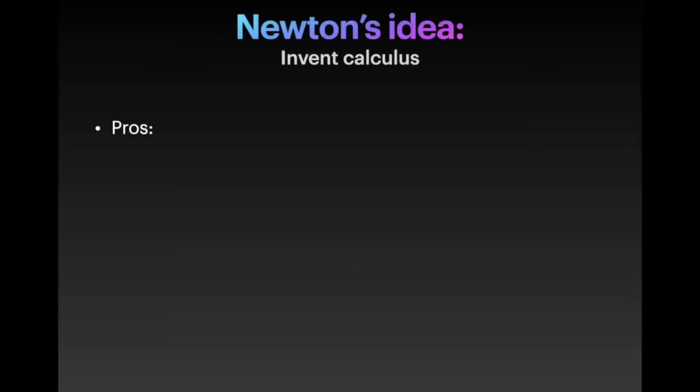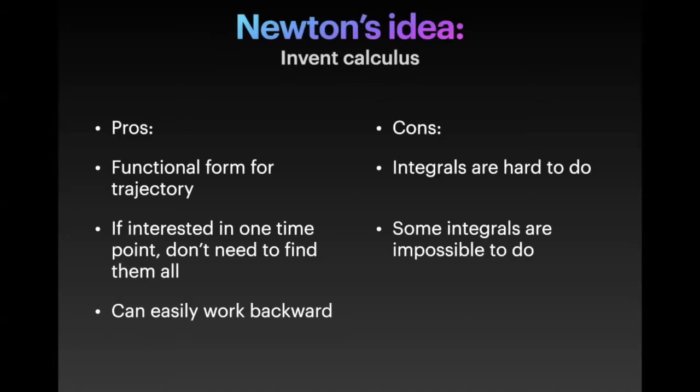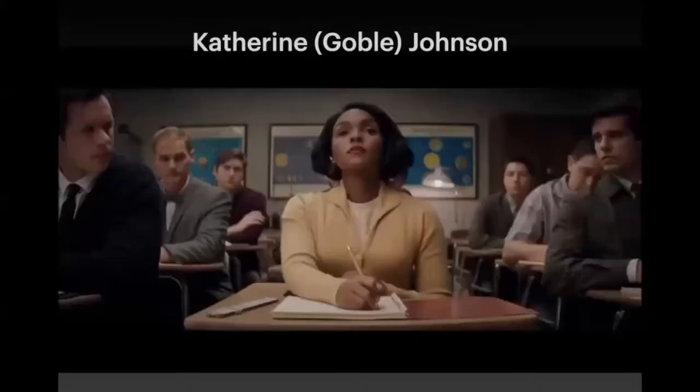Okay, so that's the pros and cons of Newton's ideas. So if we reach a case where we can't do that integral, right? We reach an impossible integral, or one we don't know how to do, or one we just don't feel like doing, what do we do?